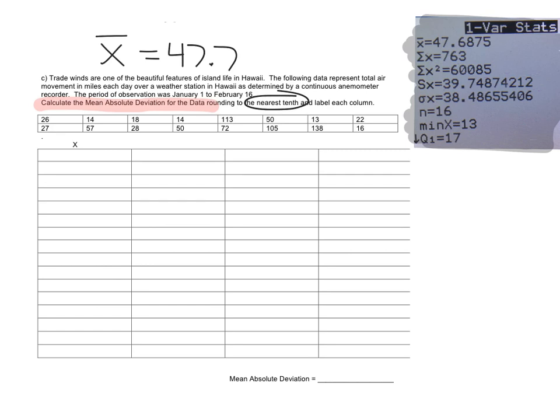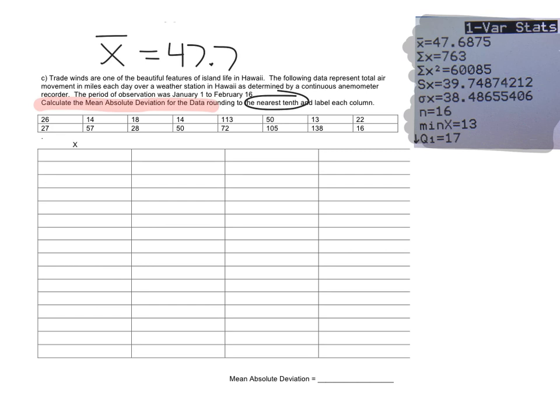For example, 26 is about 21 away from the mean. 14 is about 33 away from the mean. 18 is about 29 away from the mean. I want to know how far from this 47.7 each number is on average. So in order to calculate this mean absolute deviation, we're going to fill in a table.